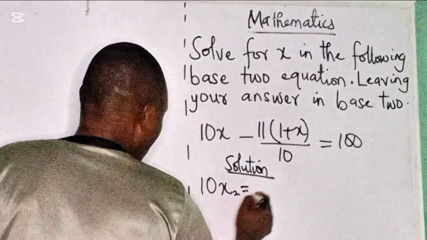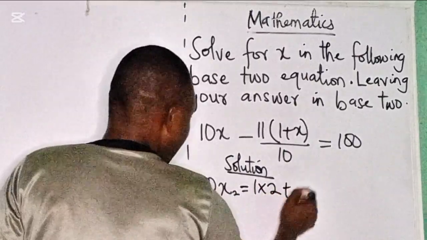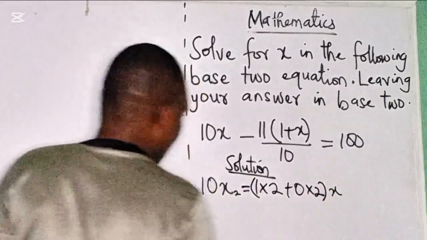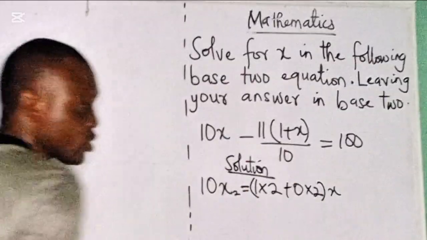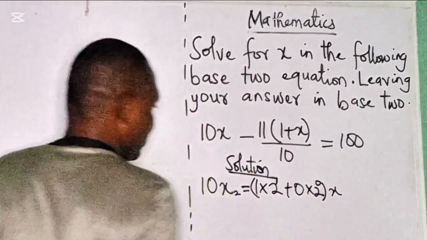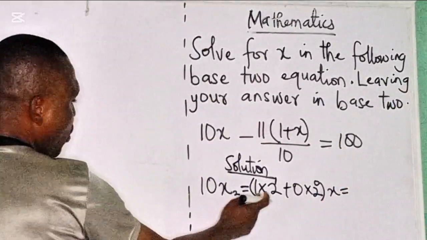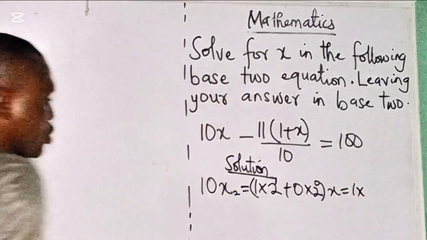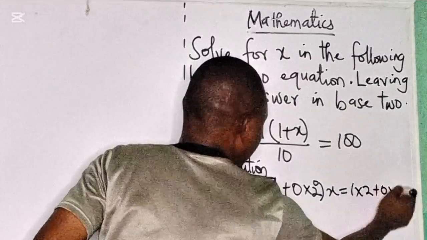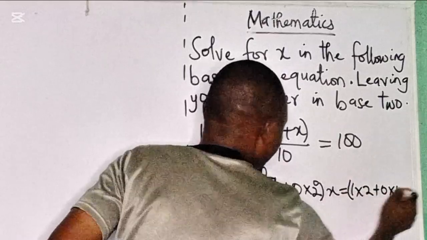Now this is equal to 1 times 2, 0 times 2, everything times x. Remember that we are converting to base 10. So here is 0 and here is 1. Is that clear? So at the end of the day, what do we have? This is equal to 1 times 2 raised to the power of 1, which is 2, plus 0 times 2 raised to the power of 0, which is 1.